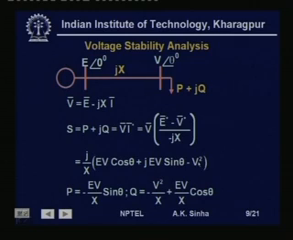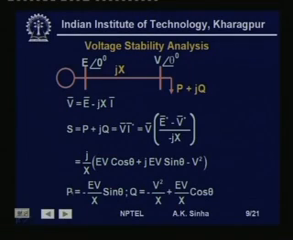So, this is what we will get. Now, we separate the real and imaginary parts, then we will get P is equal to minus EV by x sin theta and Q is equal to minus V square by x plus EV by x cos theta. This negative sign is basically showing that this P and Q are load, that is, their negative injections into the system. So, this is the real power and this is the reactive power that we have.